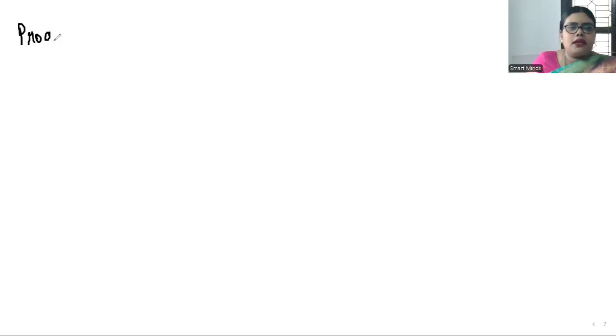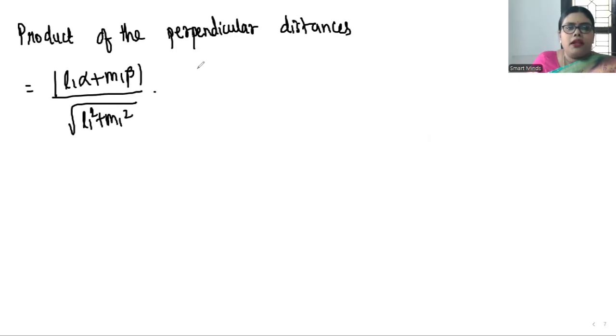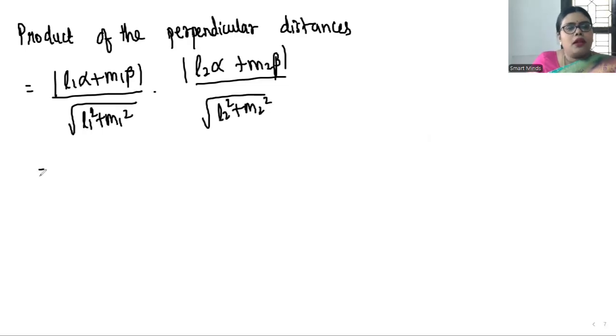So let us write what is the product of the perpendicular distances. This is what they are asking us in the question. So first we found the perpendicular distances, then we are multiplying them. So the product of perpendicular distances is mod L1 alpha plus M1 beta by root L1 square plus M1 square into mod L2 alpha plus M2 beta by root L2 square plus M2 square. Okay. Now, this is a product of two terms, right? So both the numerators we can multiply. How can you multiply this into this, this into this, this into this, this into this?